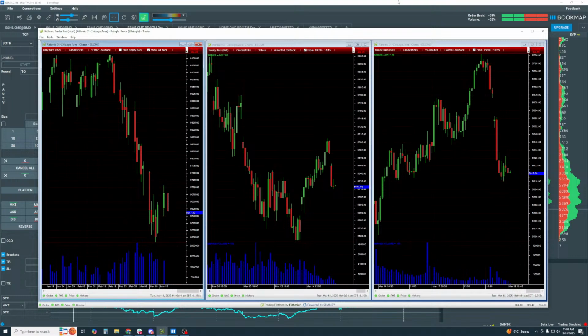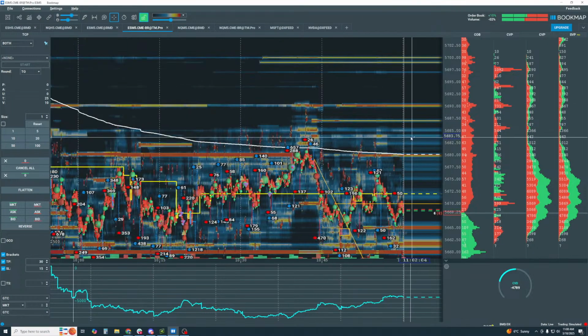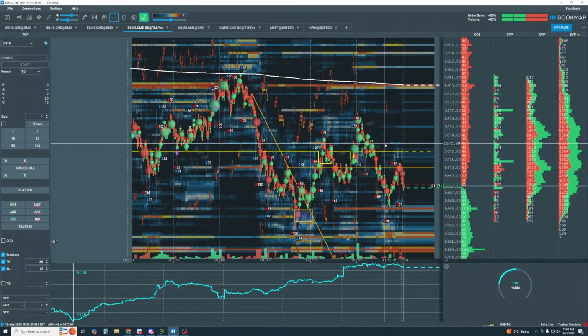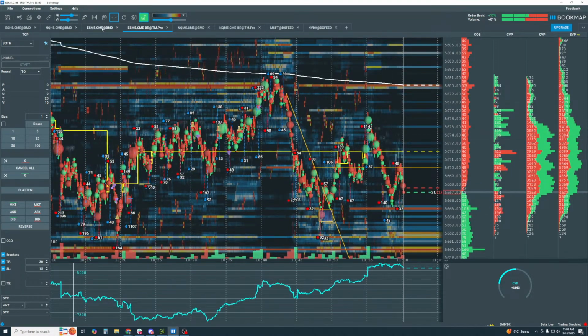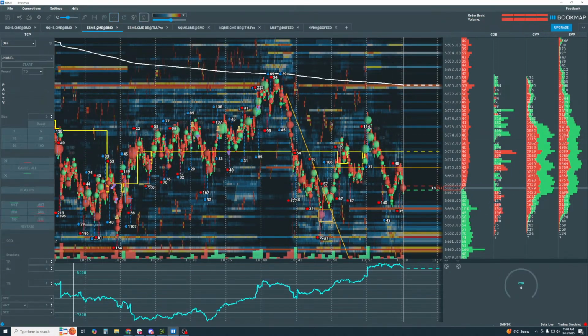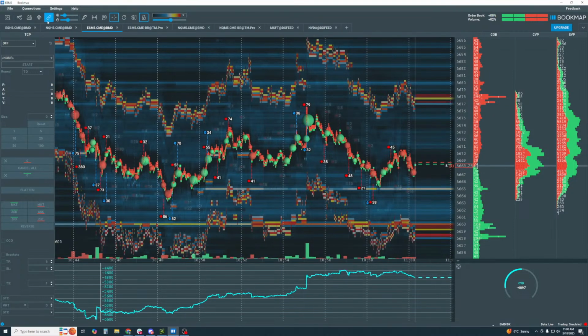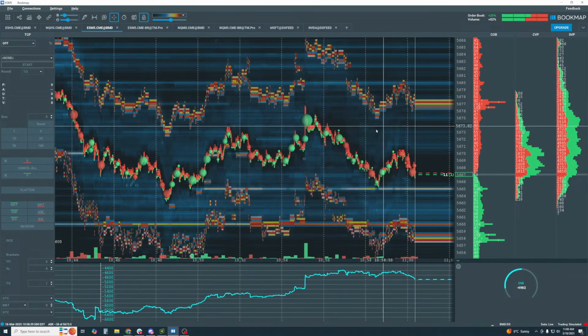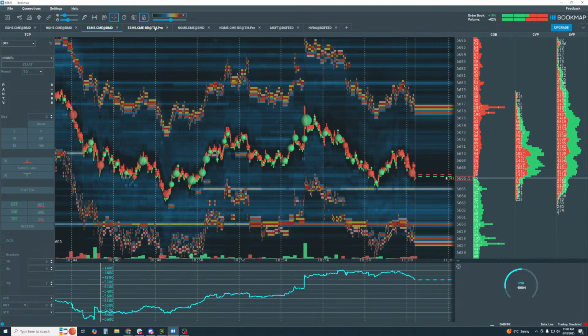Anyway, we'll continue to keep an eye on it here. All right, guys, it's getting a little messy for me. I'm going to take the stops and icebergs off here, and we'll jump back to our Trader Map Pro.